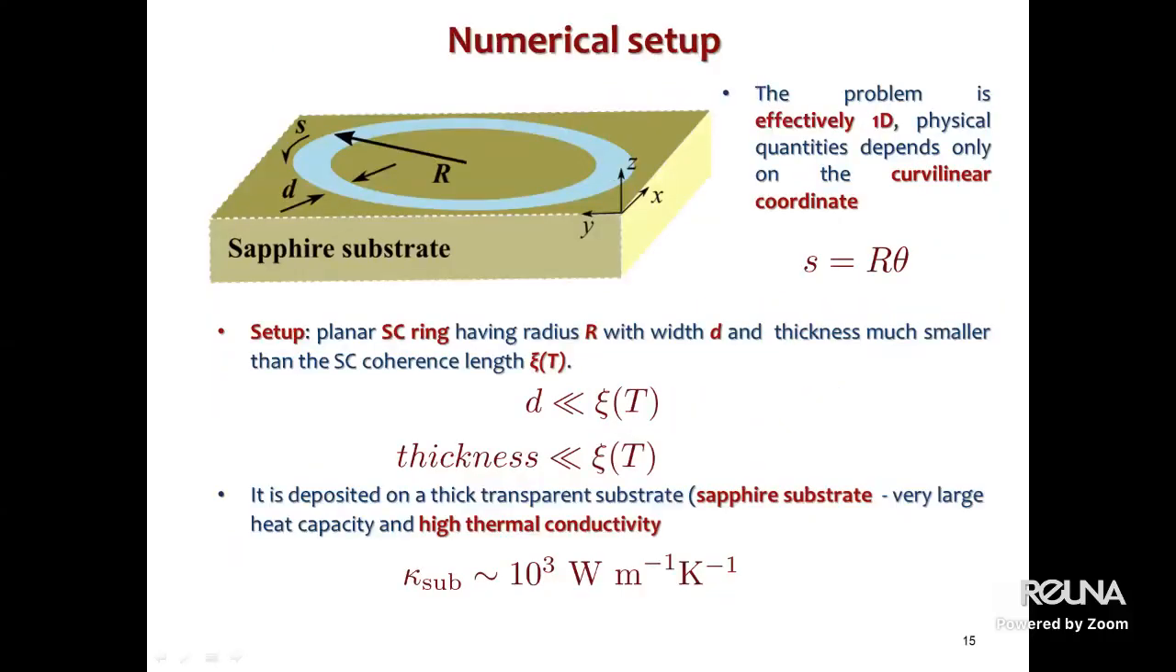Now, motivated by the experimental findings discussed above, a few of which I presented, we have performed a series of investigations of the generation of current-carrying states due to the inverse Faraday effect. For that, we consider a system which consists of a planar superconducting ring having radius r and width d, and thickness much smaller than the superconducting coherence length. The ring is deposited on a thick, transparent substrate with a very large heat capacity and thermal conductivity to ensure a high cooling rate. This is the system we work with.